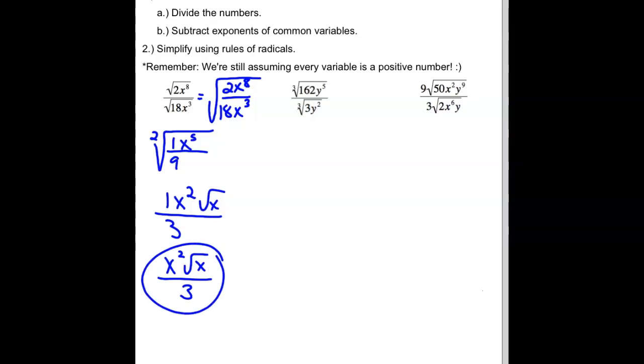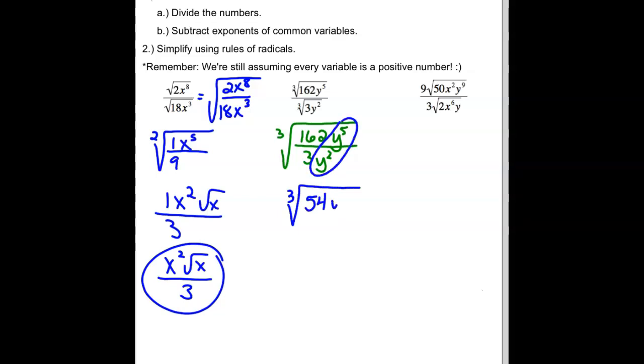For our second one, notice we have cube roots for both, so we're going to put it all into one big cube root. All right, I can reduce the numbers that are inside. I can take 162 and divide by 3, and I get 54. And I can look at my y's and say if I have 5 on top and 2 in the denominator, I have an extra 3 in the numerator. And notice on this one, I don't have anything left in the denominator.